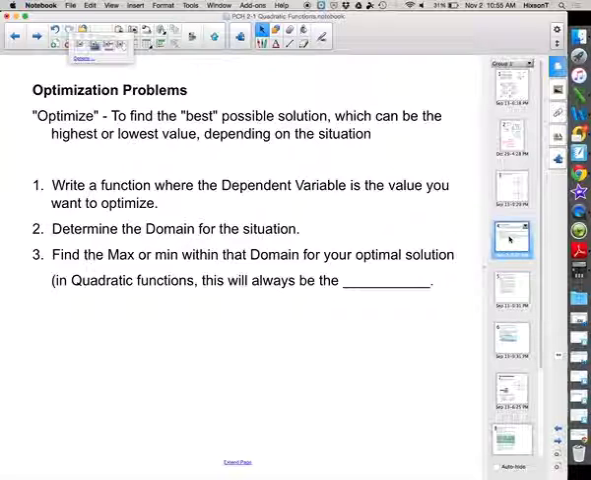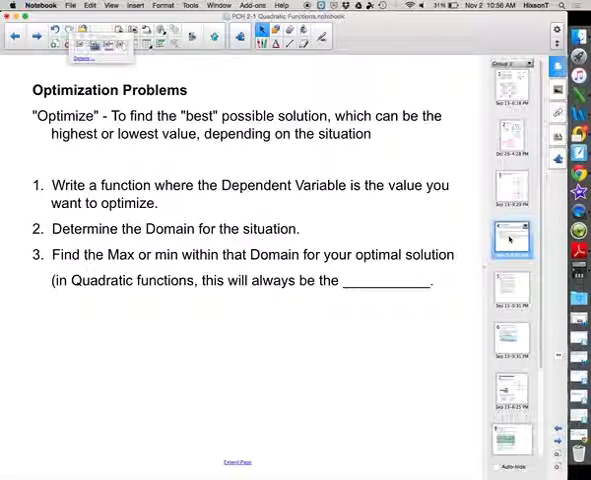What's a case where the smallest value would be our best solution? Debt. Spending. You're spending, okay? You want to minimize how much you're spending on something, or you want to minimize how much debt you're going into. That's where your lowest possible number is going to be the best solution.